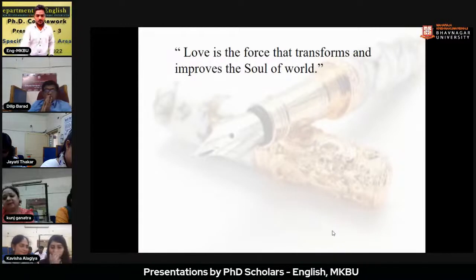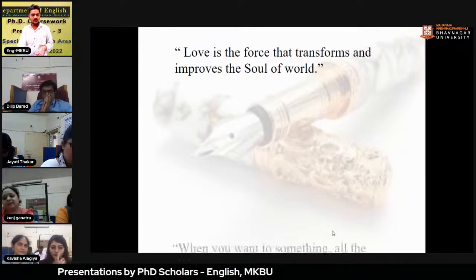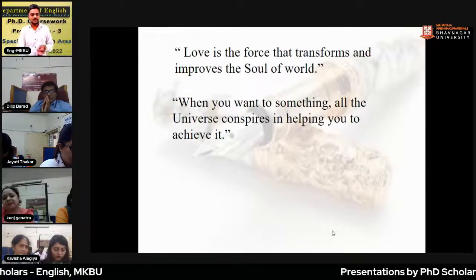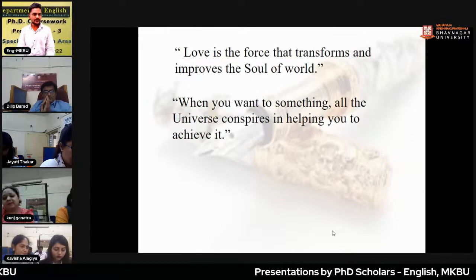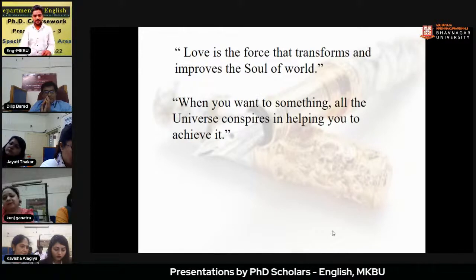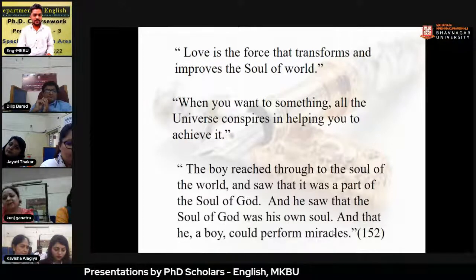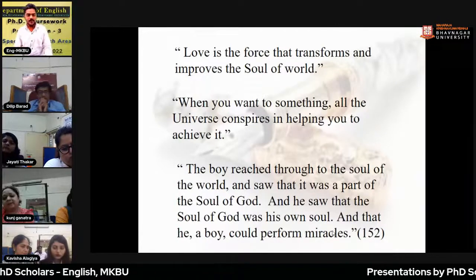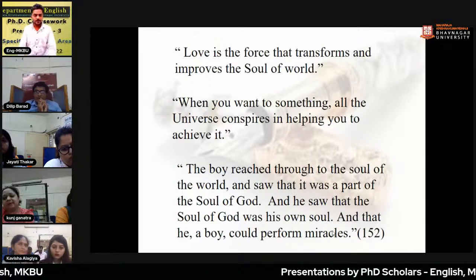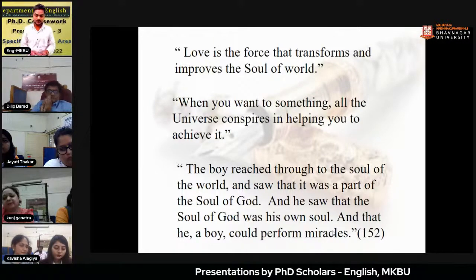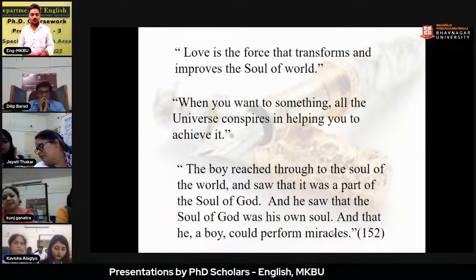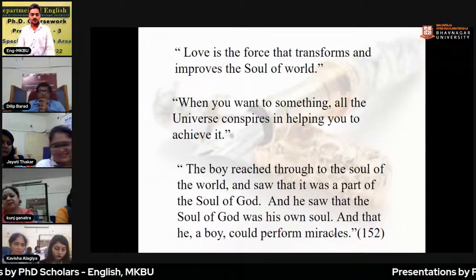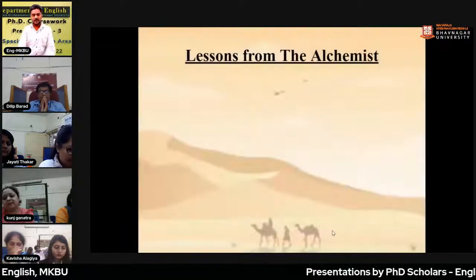Love is the force that transforms and informs the soul of the world. When you want something, all the universe conspires in helping you to achieve it. There is a famous quote in The Alchemist: the boy reached through the soul of the world and saw that it was a part of the soul of God. And he saw that the soul of God was his own soul, and that he, a boy, could perform miracles.